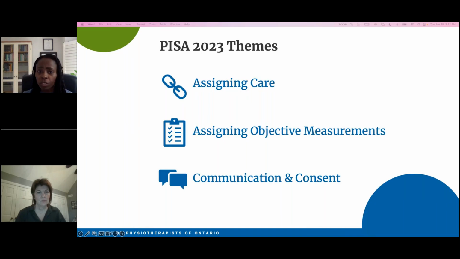Now remember, the physiotherapist remains responsible to collect and interpret the results along with any other relevant patient information that's going to be needed to form a physiotherapist diagnosis and of course develop a management plan for the patient. So the next thing we're going to take a look at is communication.